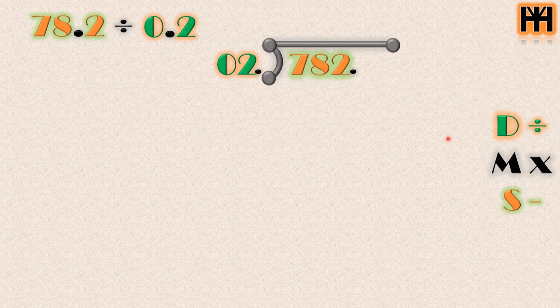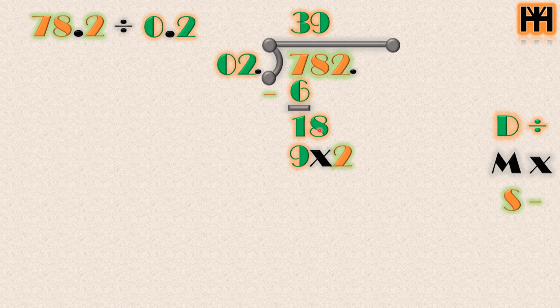Okay, then 7 divided by 2, or how many 2 is in 7? The answer is 3. And 3 multiplied by 2, the multiplication, so it's 6. Then subtract them, 7 and 6, 1. Take the 8 down, it's 18. Then 18 divided by 2, or how many 2 is in 18? The answer is 9. Write 9 up there. Then multiply the 9 and the 2. So it's 18 also. Let's subtract them. So the answer is 0.